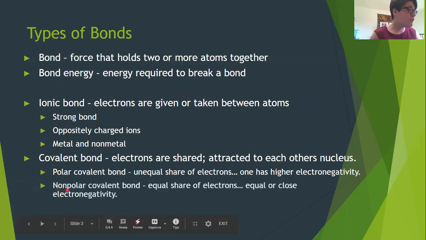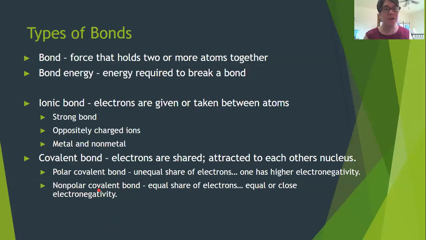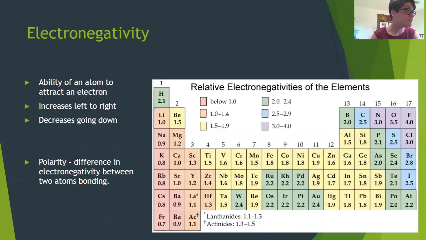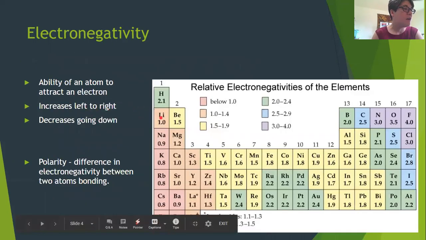Then we have nonpolar covalent bonds, which are bonds with equal sharing. One of them isn't better at pulling than the other. That means they have equal electronegativity, so their electronegativity values are the same. And this is a periodic table with electronegativities on it.